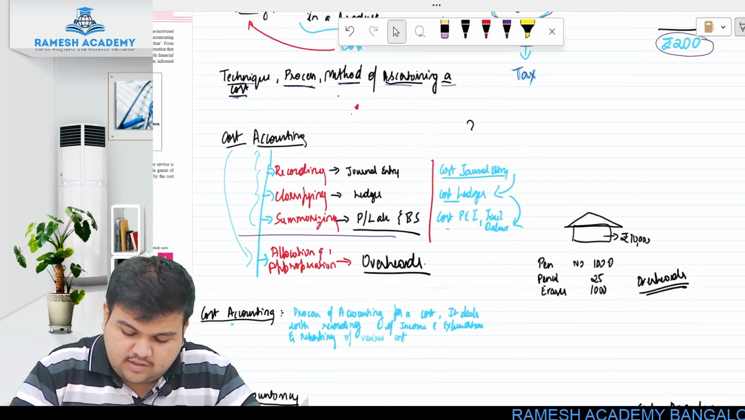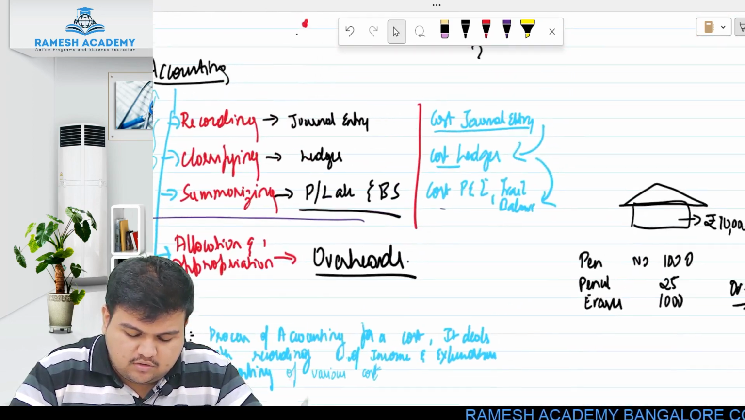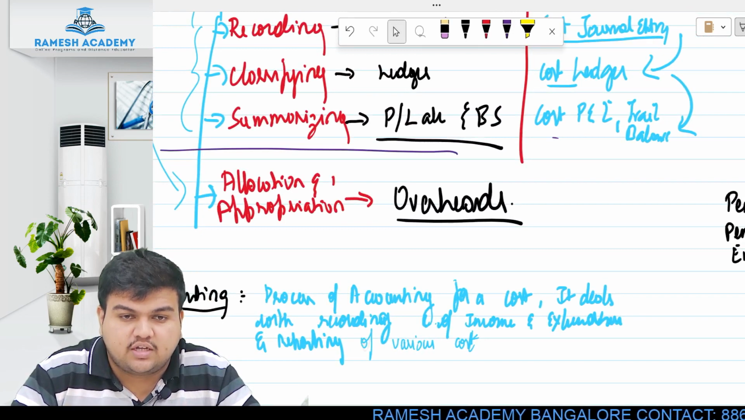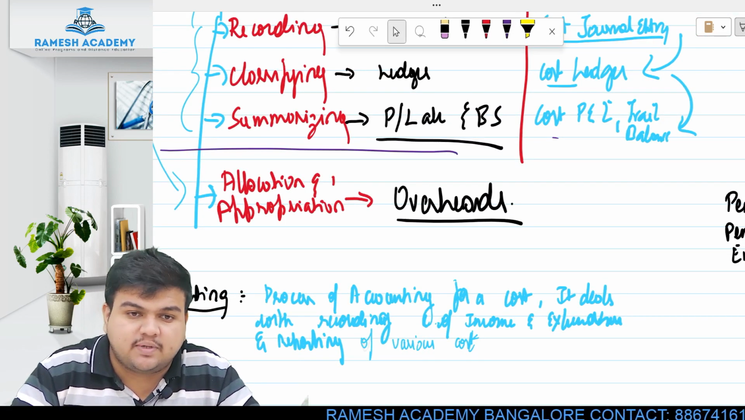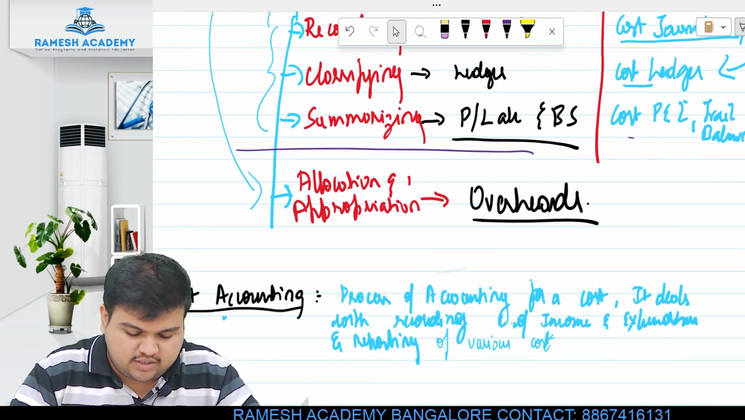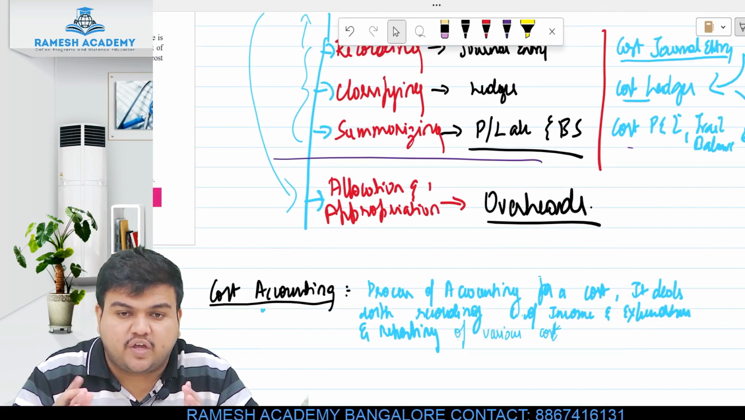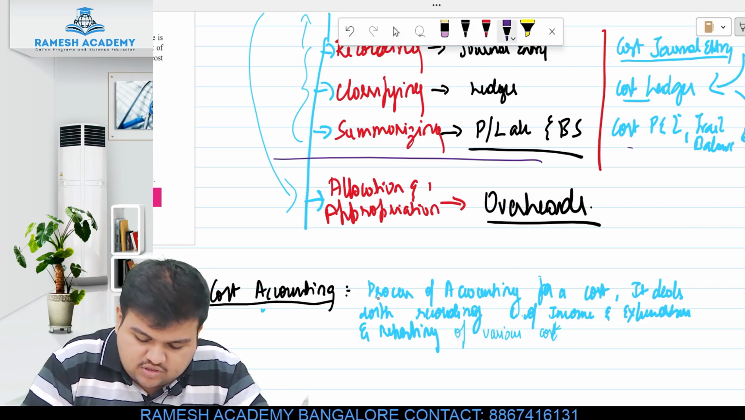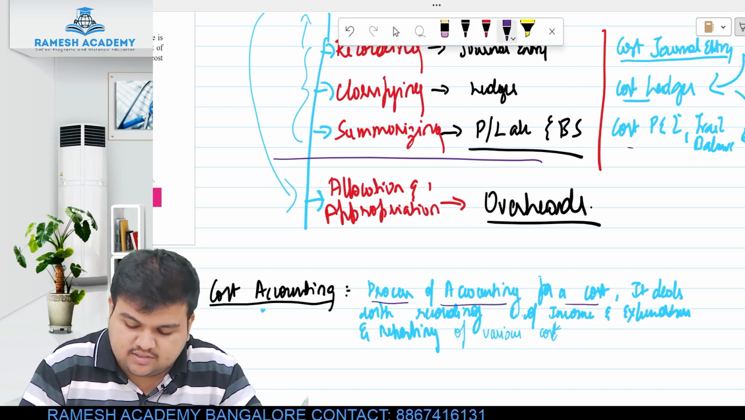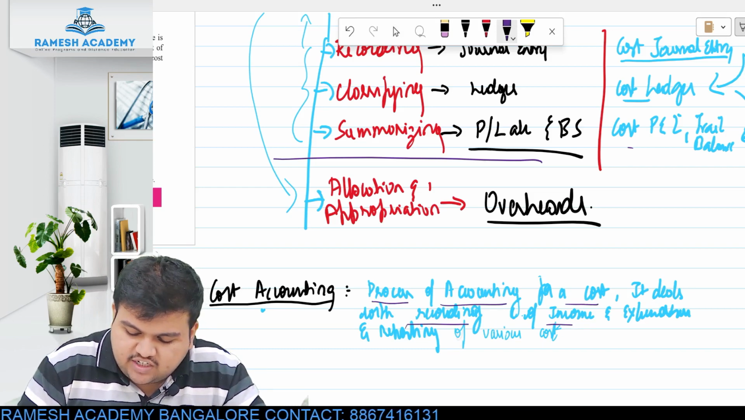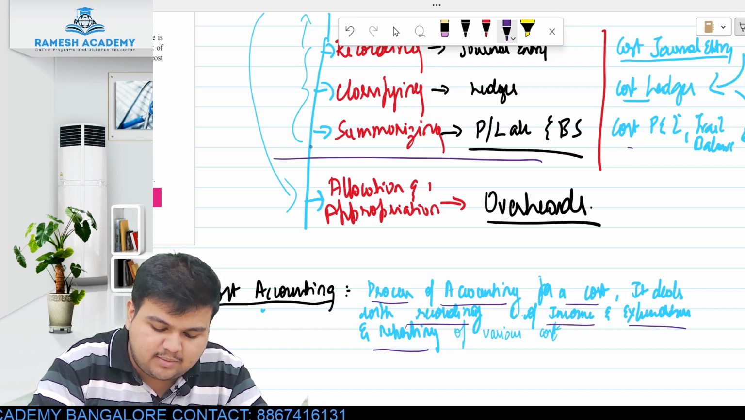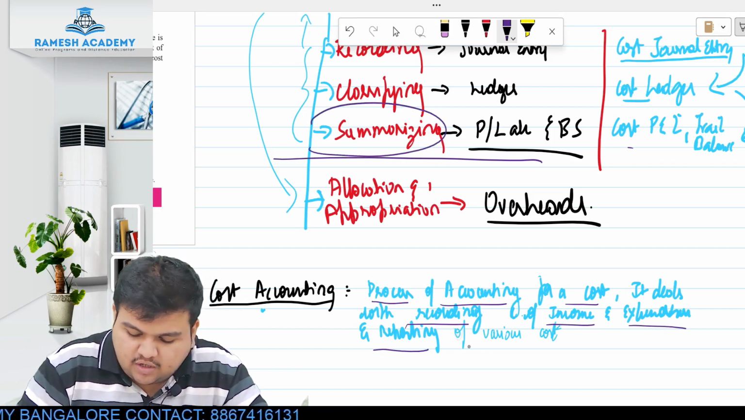Now in the definition way, cost accounting is the process of accounting for a cost, that is recording, classifying and summarizing. It deals with the recording of income and expenditure and reporting of various costs.